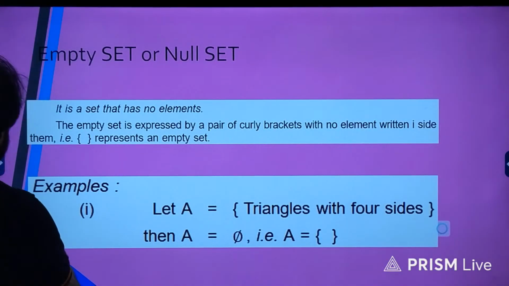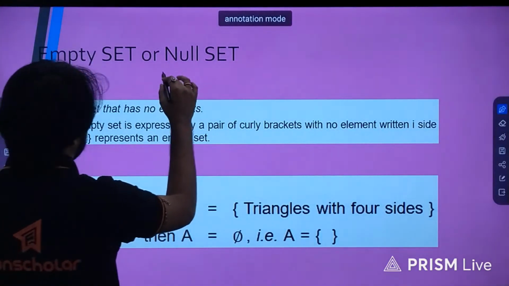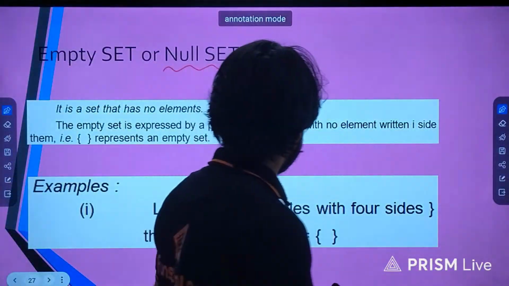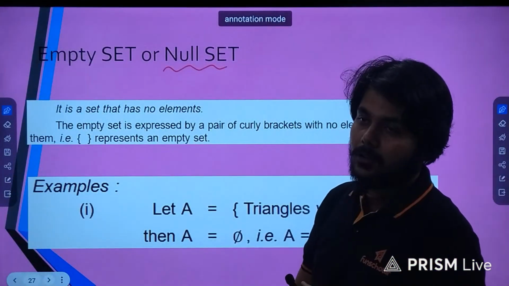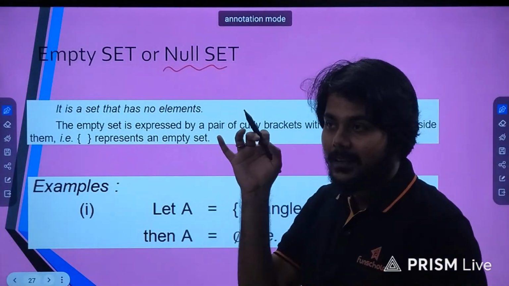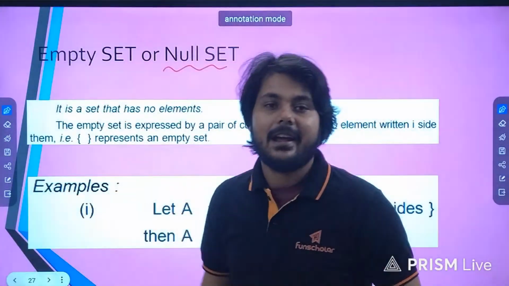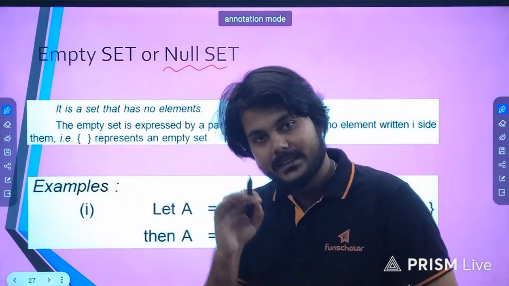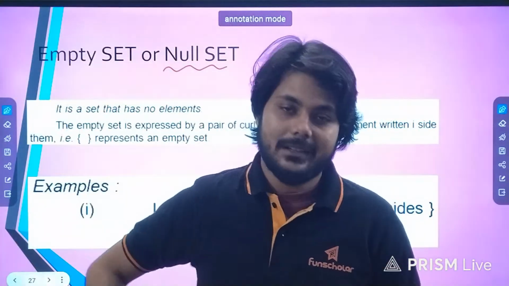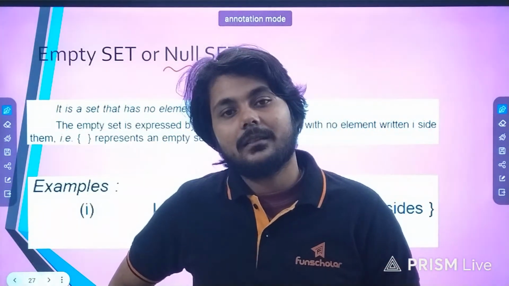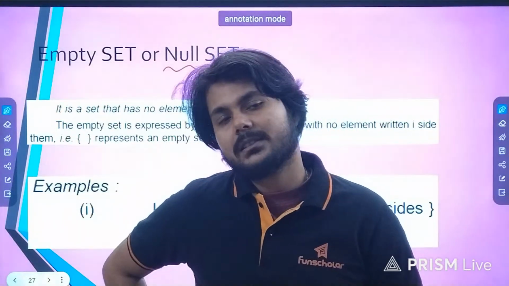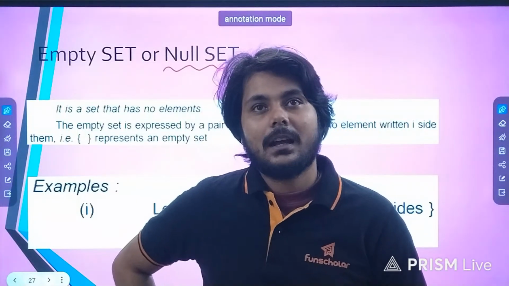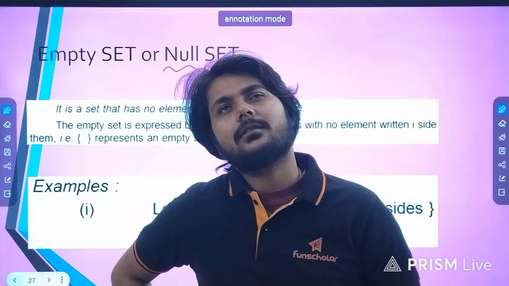Empty set or null set. What is empty set or null set? A type of set that does not have any element. What I have said? A set that does not have any element. Now are you thinking how is it possible? Let me tell you.